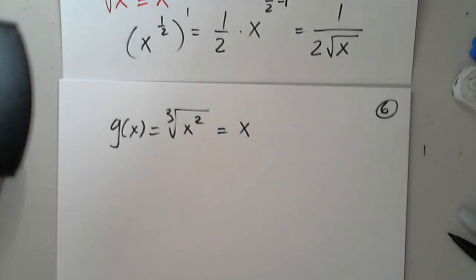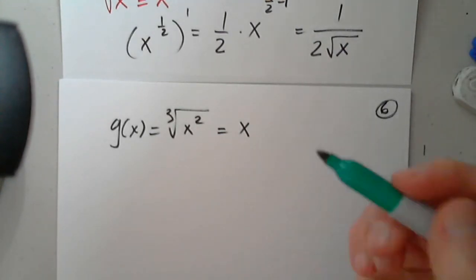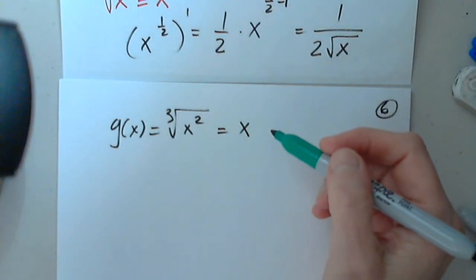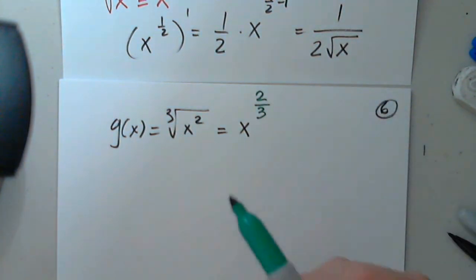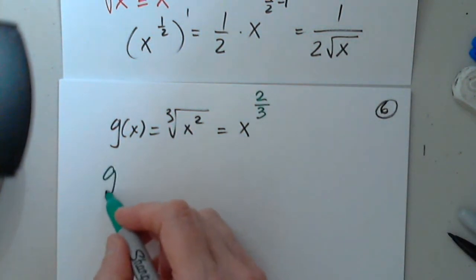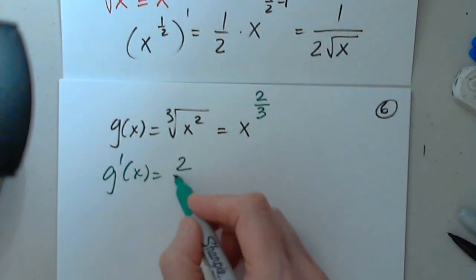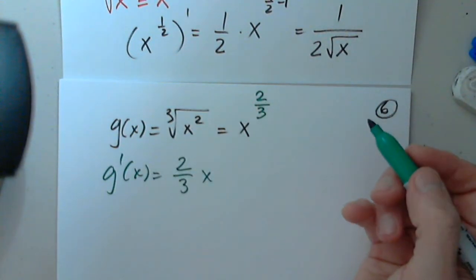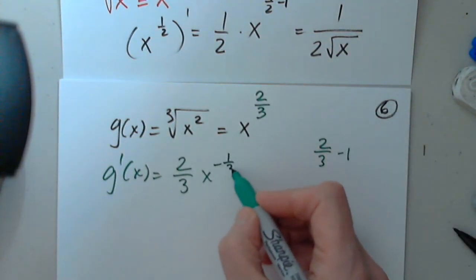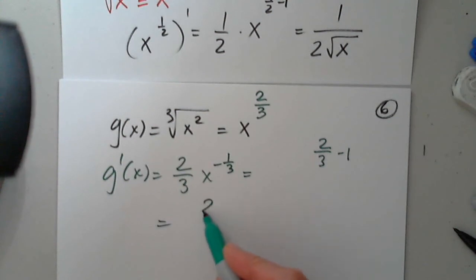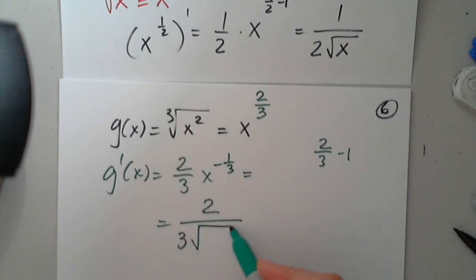If we don't remember how to change this into a power, we are in trouble. Anyone? 2/3. Very good. Thank you very much, Sarah. So now g prime will be 2/3 x to 2/3 minus 1. So 2/3 minus 1 is negative 1/3. If you'd like, you can change it into 2/3, the cube root of x.